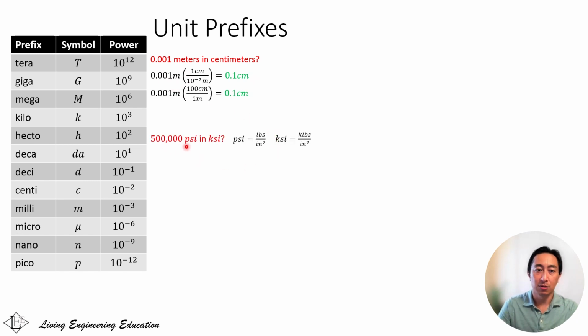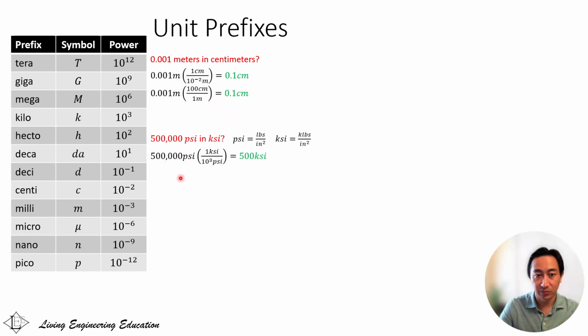Here we have 500,000 psi, a pressure unit, pounds per square inch. And I'm going to convert this into KSI, right? Kilopounds per square inch. All right, so PSI is my base unit, and kilo is my prefix. Kilo here is 10 cubed. So I want to convert PSI, so I divide by PSI, my base unit. How many PSI is in one KSI? 10 cubed. So I put 10 cubed here and 1 KSI here. So 500,000 PSI is equal to 500 KSI.